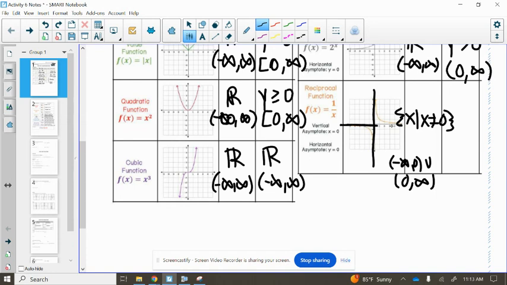Same idea for our y values. We have this break in our graph with the y values. So our y values are also going to be anything except 0 because of that horizontal asymptote. So again, from negative infinity to 0, we're okay, or 0 to infinity, but we're not going to include 0.